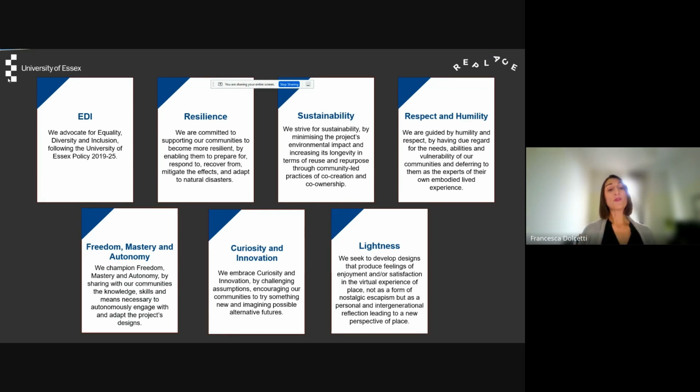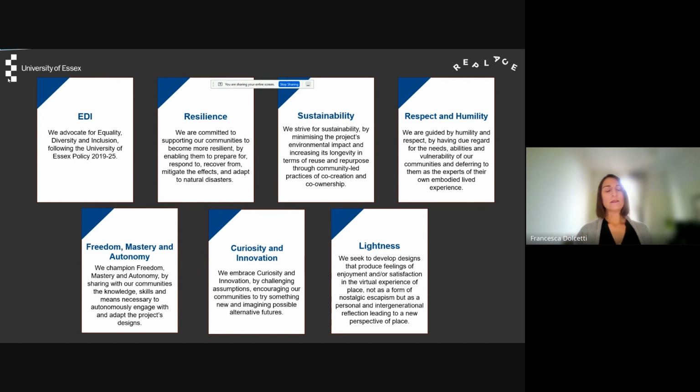We also want to champion freedom, mastery, and autonomy by sharing with our communities the knowledge, skills, and means necessary to autonomously engage with and adapt the project's designs. We also want to embrace curiosity and innovation, so we want to challenge assumptions and encourage our communities a little bit to try something new and imagine possible alternative futures.